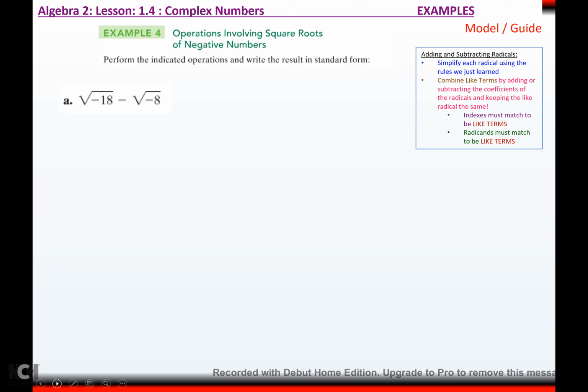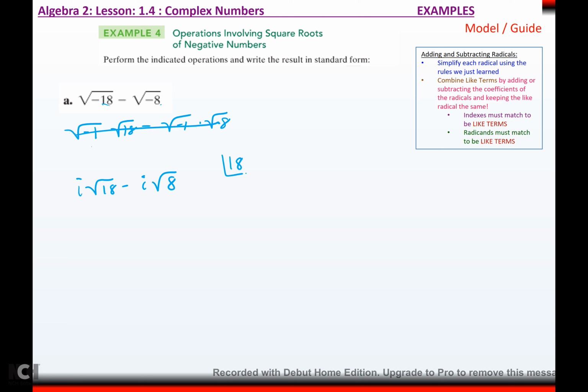Alright, so we've got the square root of -18 minus the square root of -8. I can't add and subtract those because these don't match, and I can't do anything until I get rid of the negatives. So I'm going to write this one more time. This would be the square root of -1 times the square root of 18 minus the square root of -1 times the square root of 8. But again, I don't even write that anymore. I just know that that's going to be i square roots of 18 minus i square roots of 8. The negative comes out as an i. Now I can work on simplifying these, just like we did before. You can't add them until they match.